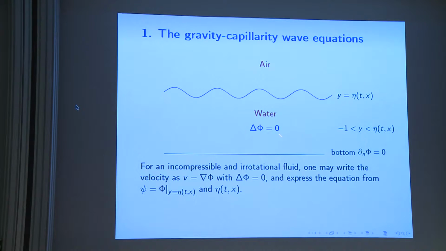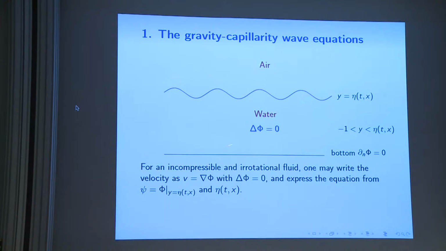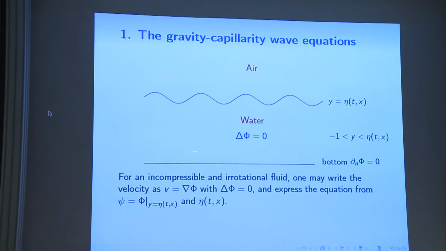So that in the water, the velocity of the fluid will be given by the gradient of some potential phi, and phi will solve the Laplace equation, Laplacian phi equals 0. And we assume a boundary condition at the bottom, which is that the normal derivative of phi should vanish. And so if we are given the value of this potential on the free surface, we may, solving this equation, deduce the value of phi and so of the velocity everywhere.